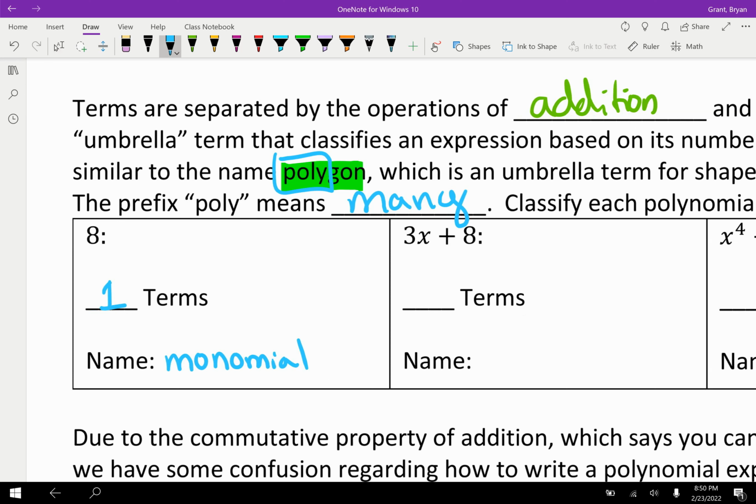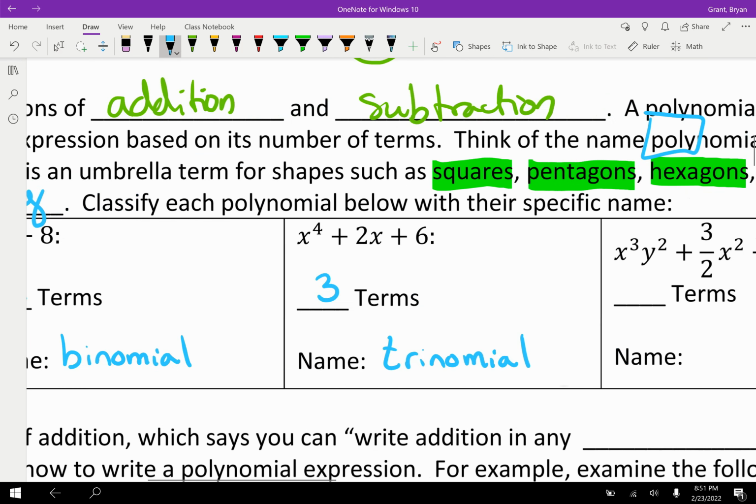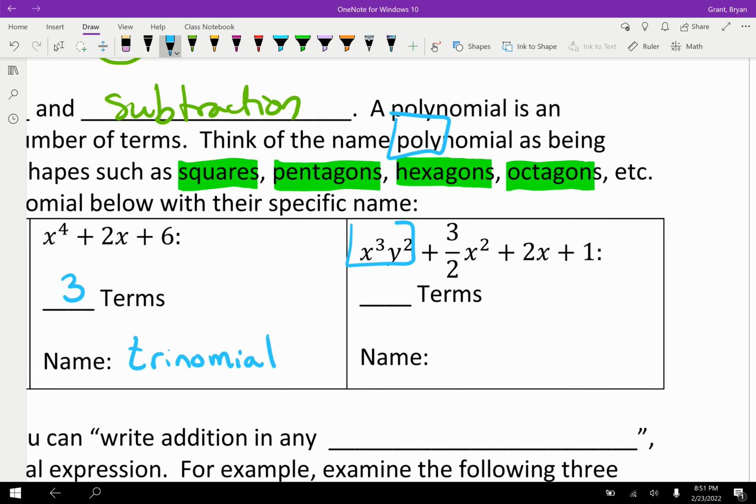This next polynomial, 3x plus 8, has 2 terms. And guess what? We call that a binomial. Think bicycle, 2 wheels. The next one, x to the 4th plus 2x plus 6 has 3 terms. And you tell me, what's this called? Hopefully you all yelled with joy and said trinomial. And you're right. In fact, trinomials are going to be what we study most this unit. And last but not least, we have 1, 2, 3, 4 terms here. And so this one is called, I hope some of you said, quadnomial.